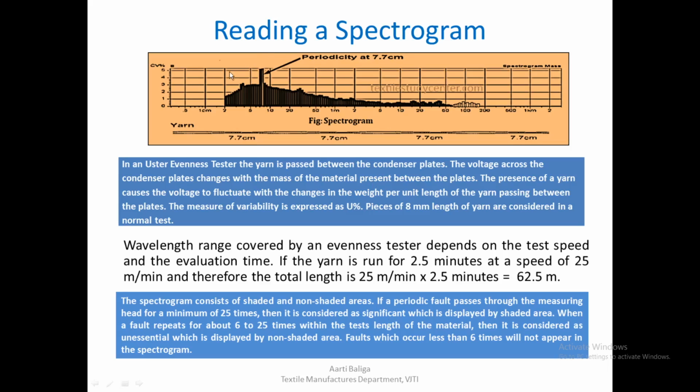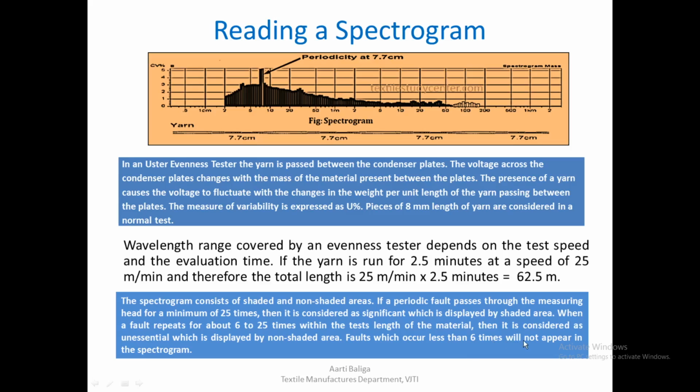So the shaded area means that a particular variation has passed through the Wooster evenness tester more than 25 times. Now you can see some non-shaded area also over here. When a fault repeats between 6 and 25 times, which is less than 25 times, within the test material, it is considered unessential and will be displayed by the non-shaded area. So these are not really important because they appear very few times. They will be indicated by this non-shaded area and can be ignored.